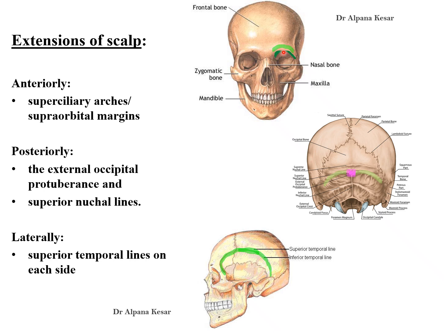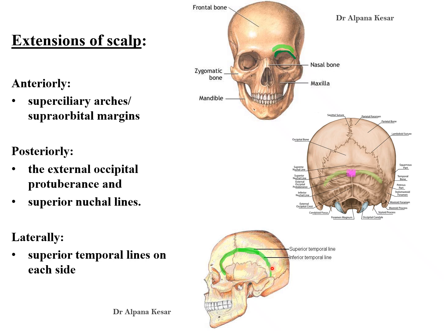This is the supraorbital margin, and just above the supraorbital margin, arch elevations are known as the superciliary arches. Posteriorly, this is the external occipital protuberance, and these are the superior nuchal lines. This is the superior temporal line on the lateral surface of the skull.